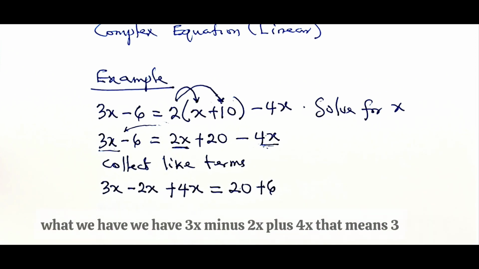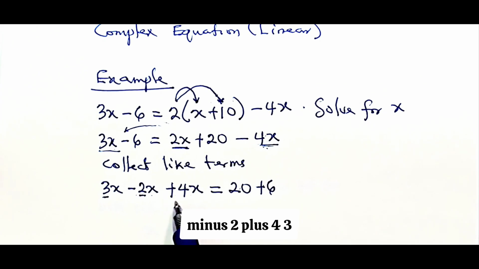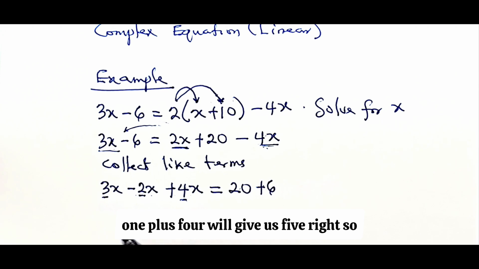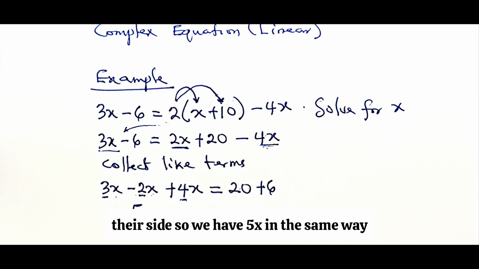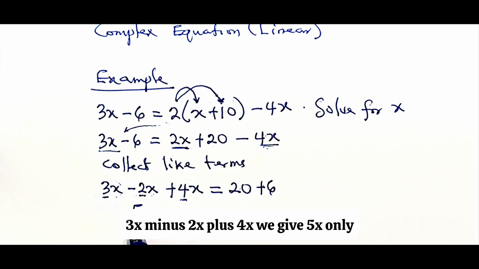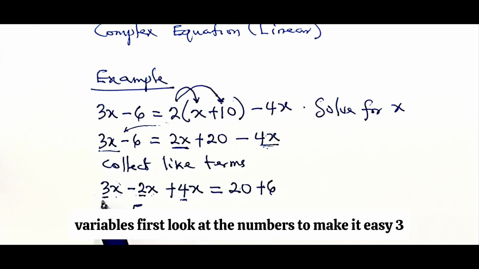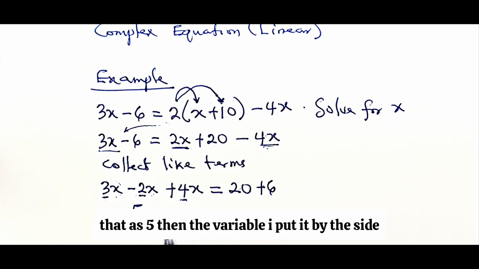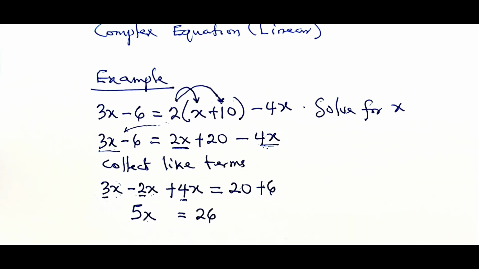So now let us look at what we have. We have 3x minus 2x plus 4x. That means 3 minus 2 plus 4. 3 minus 2 will give us 1. 1 plus 4 will give us 5, right? So we just say 5, then put the variable at its side. So we have 5x. In the same way, 3x minus 2x plus 4x will give 5x. I'm only making it easier by neglecting the variables first. Look at the numbers to make it easy: 3 minus 2 plus 4, I got 5. Then the variable, I put it by the side. Which will equal 20 plus 6 to give 26.